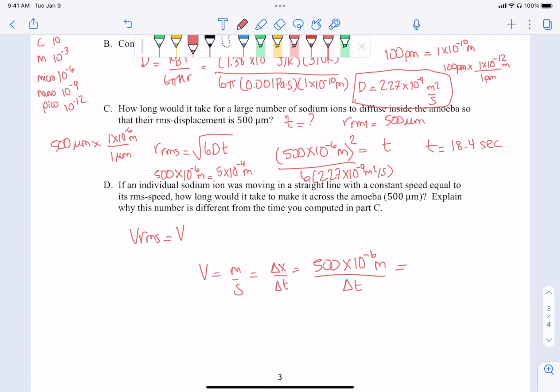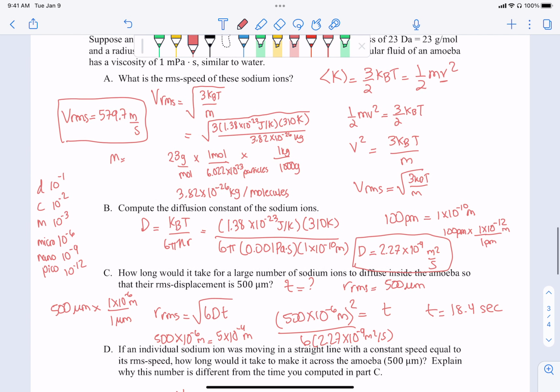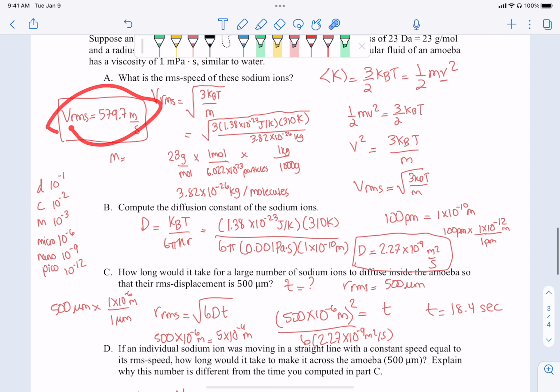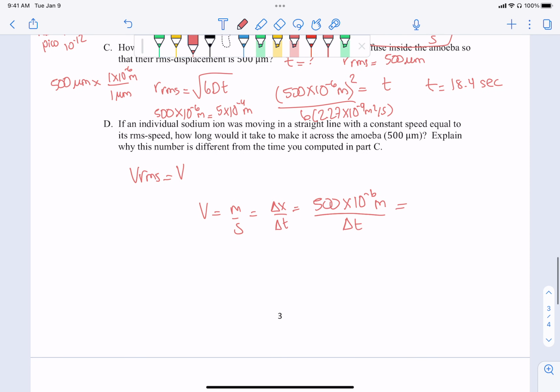If that's equal to VRMS, if we go back to part A, we know that VRMS is 579.7, so this is equal to 579.7 meters per second. Then we can just solve for time: multiply over t and then divide by the 579.7. So that should give us delta t of what?